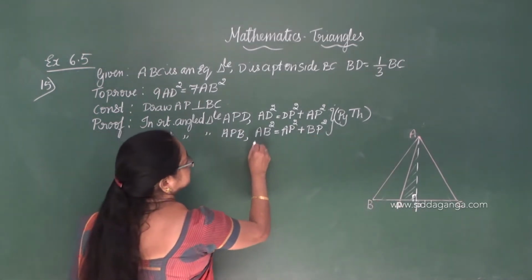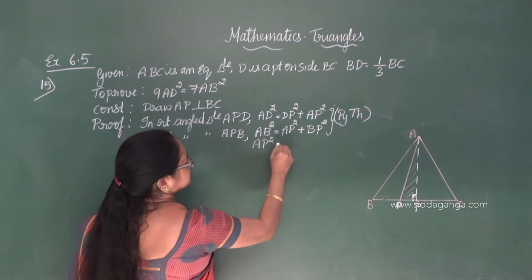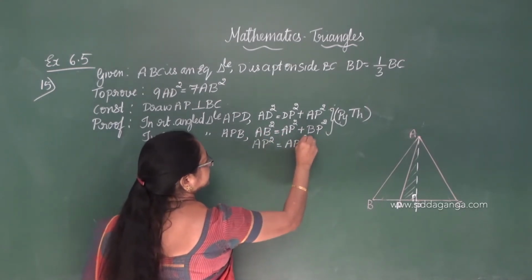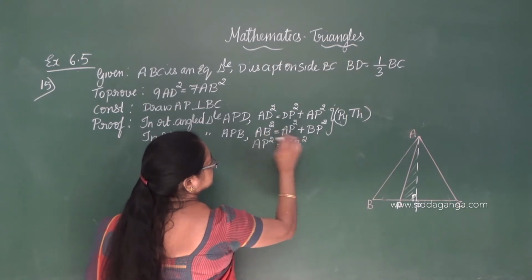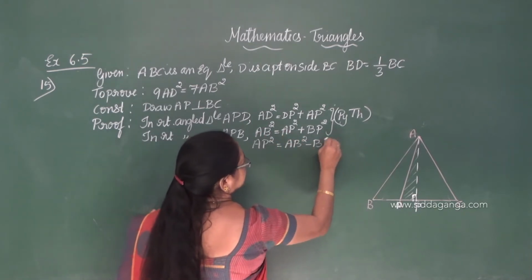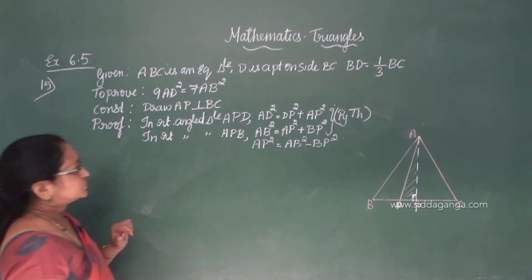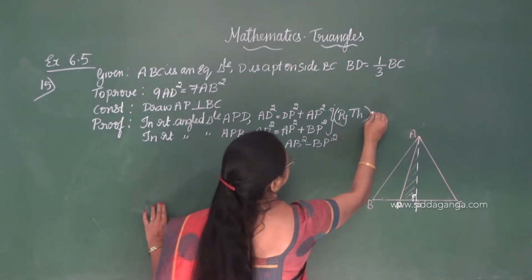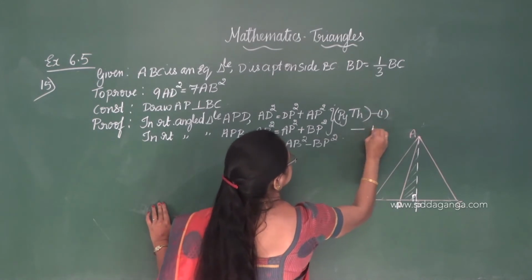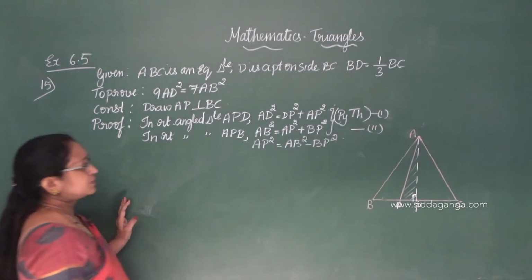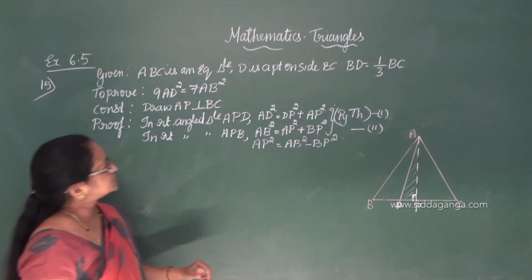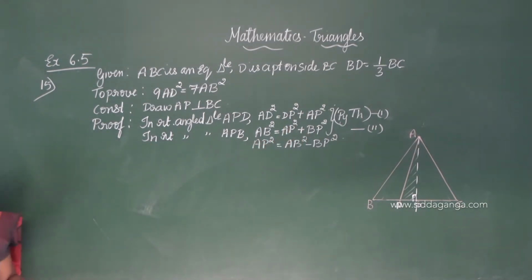Now here let us substitute AP square. What is AP square? AP square is equal to AB square minus BP square, correct? So let us substitute the value of this. So for this we will give 1, for this you will give 2. Now we will substitute the value of AP square here. We will see what happens.